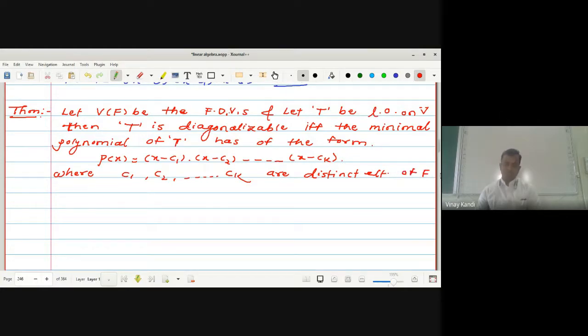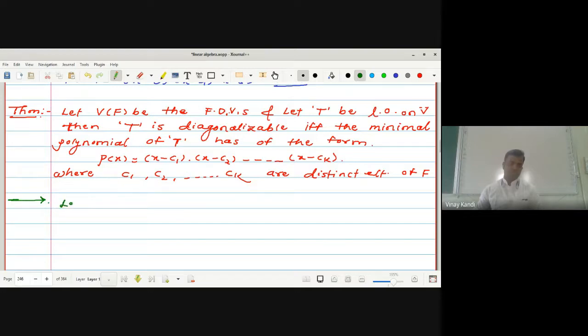Now what is the theorem? Let V be a finite dimensional vector space and T be a linear operator on V. Then T is diagonalizable if and only if the minimal polynomial for T has the form (x minus c1)(x minus c2) and so on, with multiplicity 1 for each and every factor. So this p(x) is the minimal polynomial. Now look at the proof.